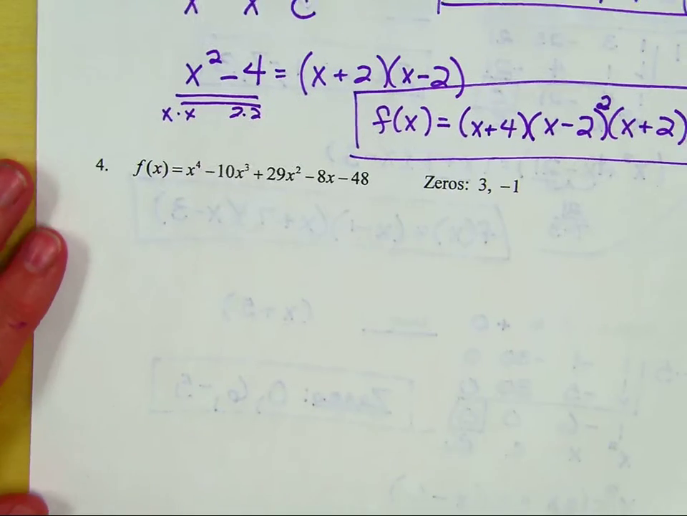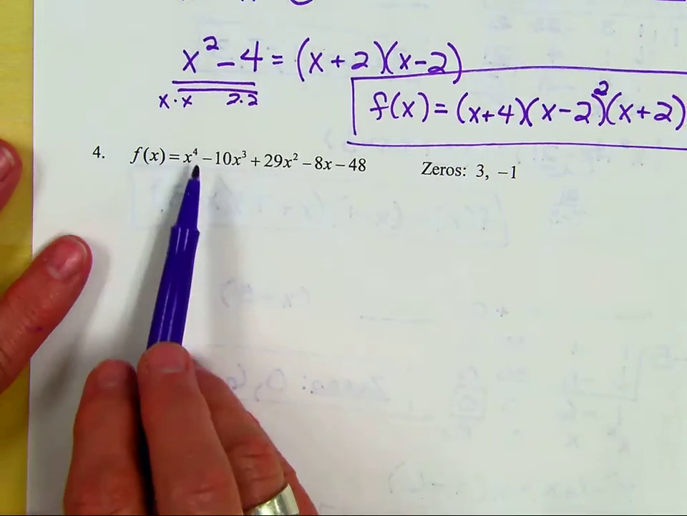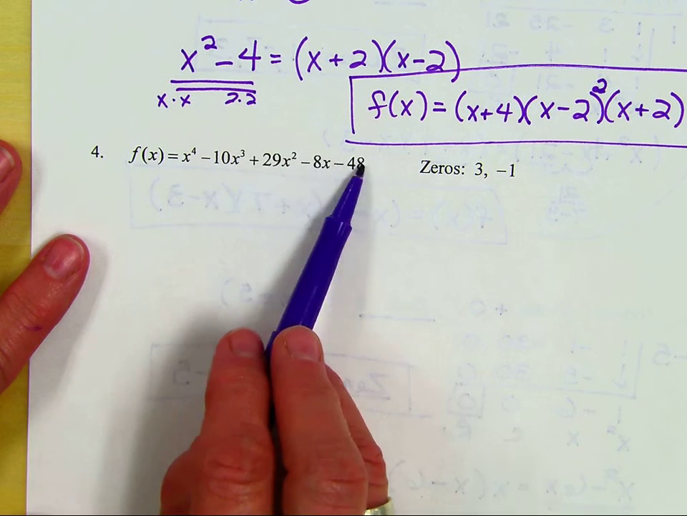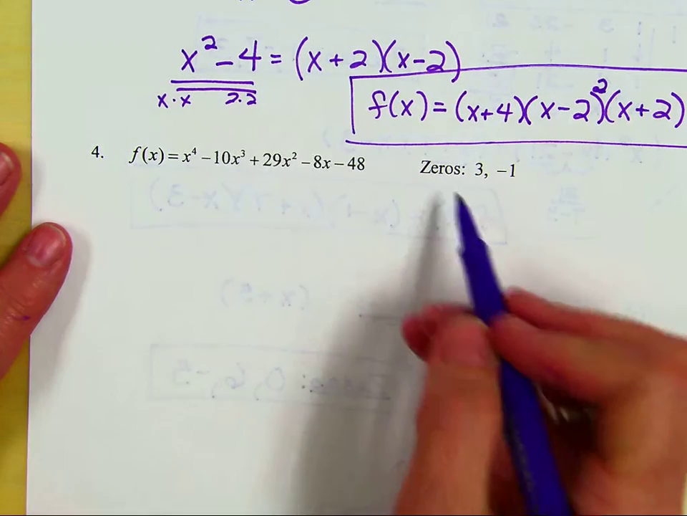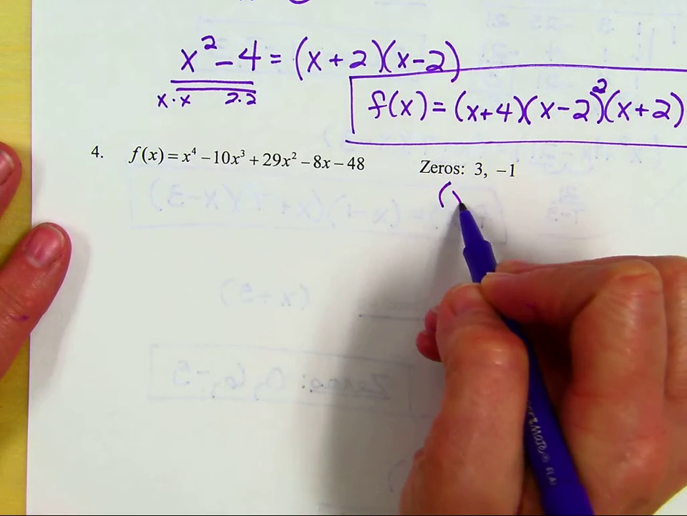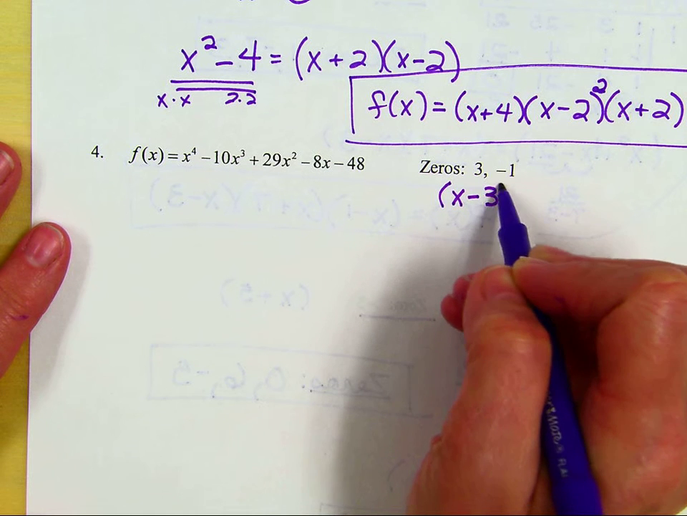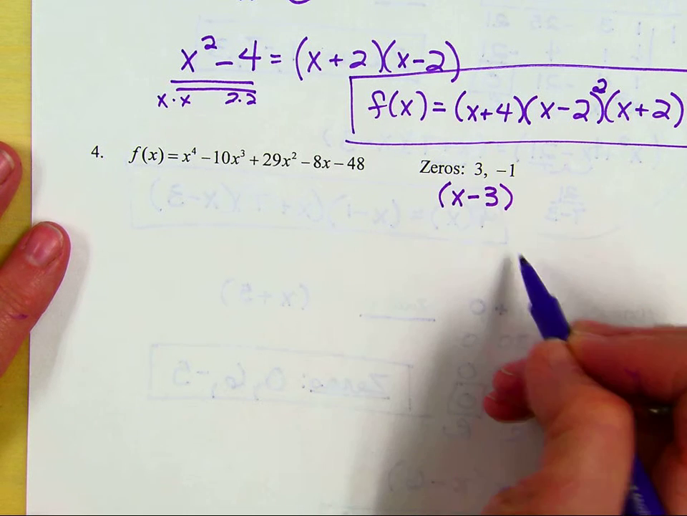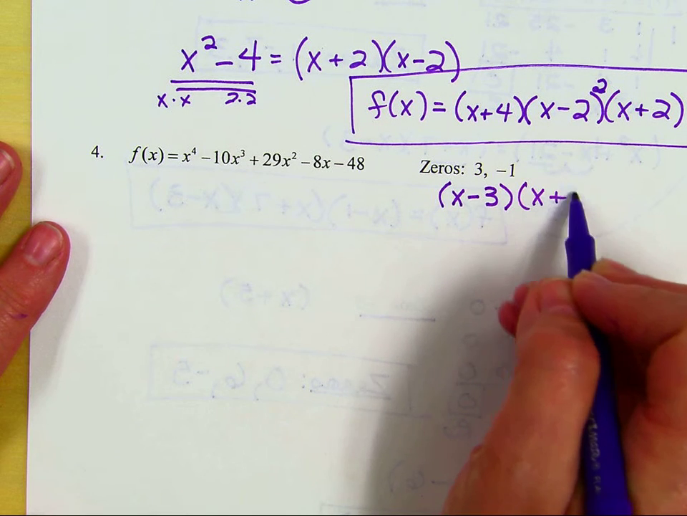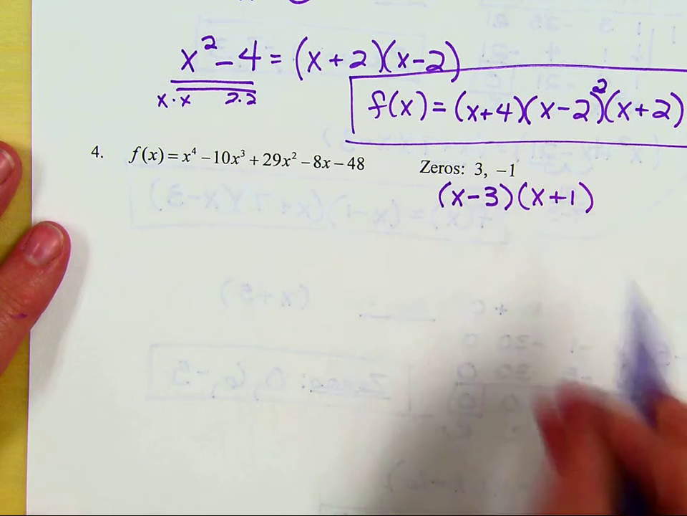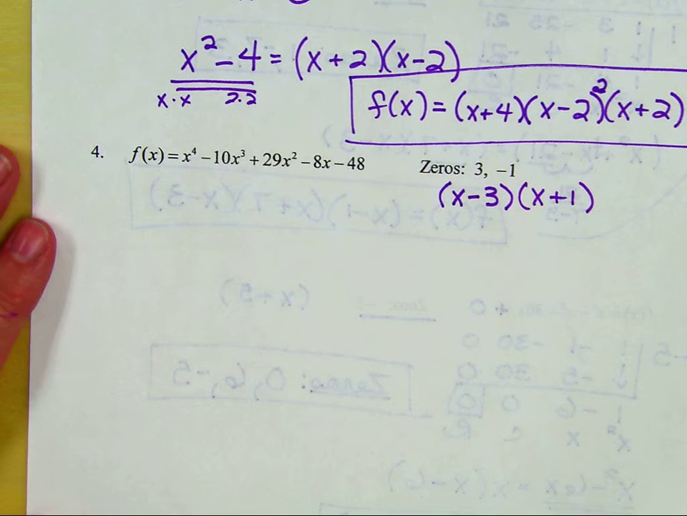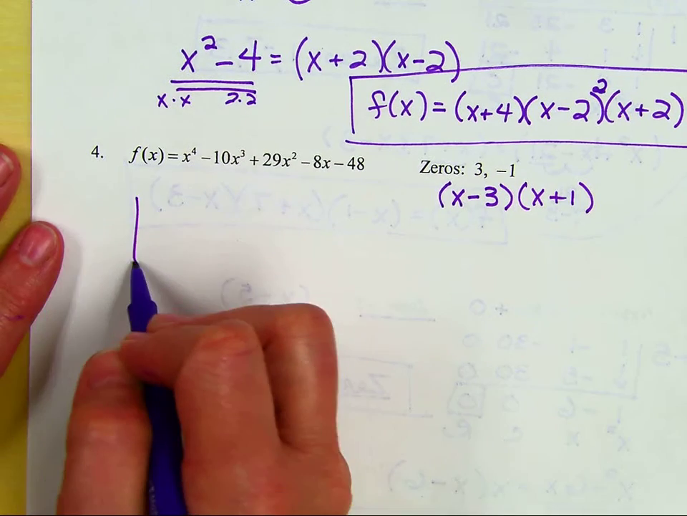Let me take a quick look. Okay. Last one. Check. 4, 3, 2, 1, no x. So we're good. We have 2 zeros. Let's put what those are as factors. X minus 3. That 0 comes out as a 3. X plus 1. That 0 comes out as a negative 1. So we have 2 factors already. We're going to go ahead and divide.